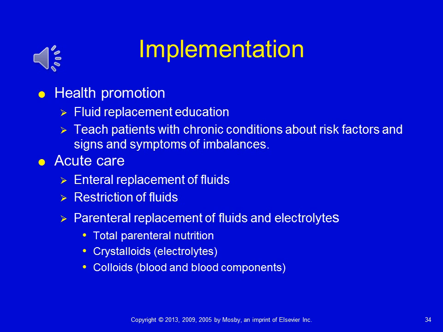Parenteral replacement includes TPN, or total parenteral nutrition, crystalloids, and colloids, which are blood or blood components. TPN consists of IV administration of complex, highly concentrated solutions containing nutrients and electrolytes, and it's formulated to meet a patient's specific needs. Depending on their osmolality, parenteral nutrition solutions may be administered through a central IV catheter or peripherally.